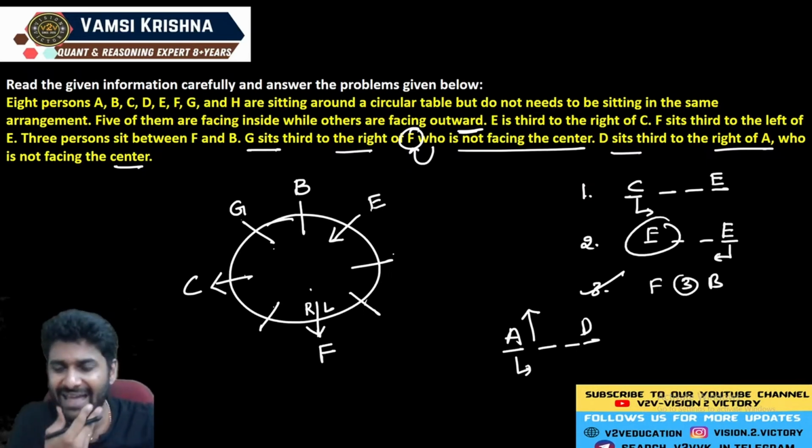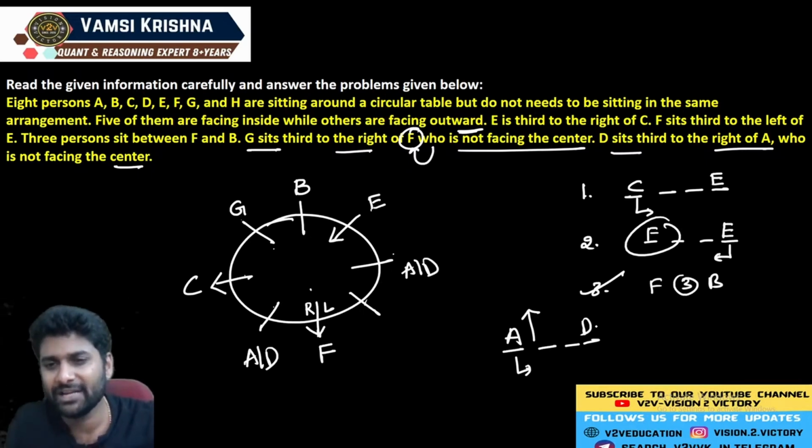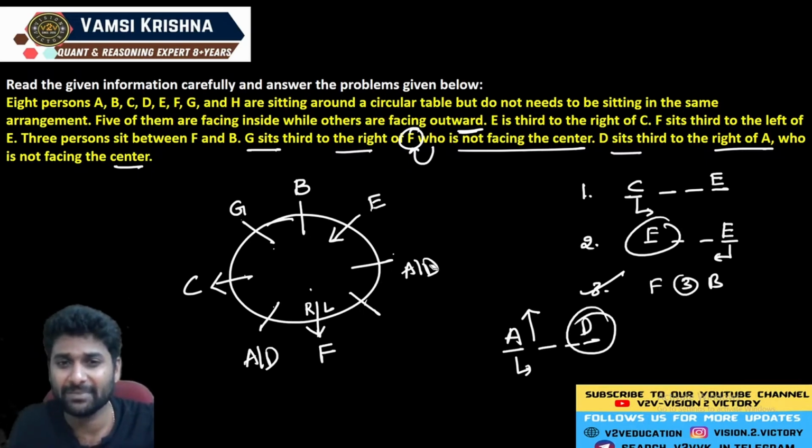Now finally we have A and D. There are two persons between A and D. So definitely these are the places for A and D. And we need D to be to the right of A. So who is the left one? A, B, C, D, E, F, G, H.